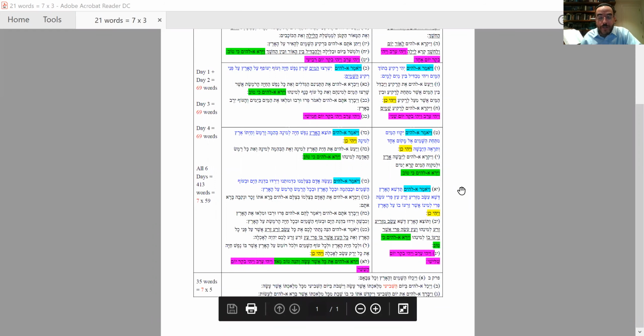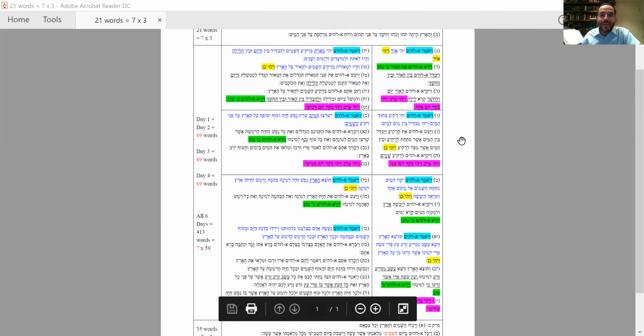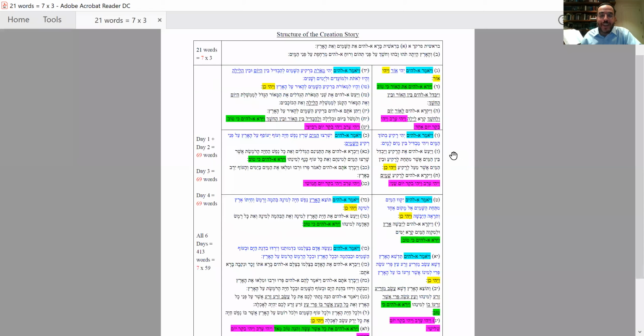Well, this makes a lot of sense. The number one most important number in the 7 days is the number 7. And so this entire chapter breaks down to a multiple of 7. What are the chances? The chances are 1 out of 7. So that's already a good start.